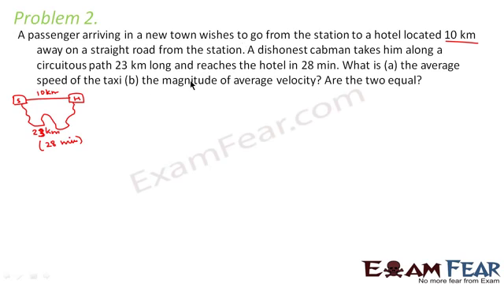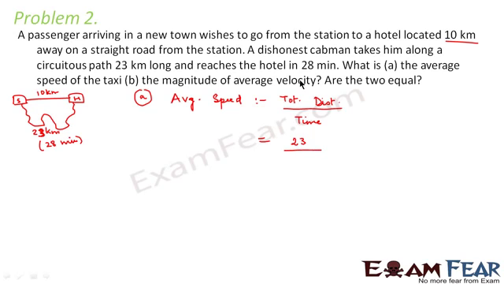Now what we have to calculate in the first part is the average speed of the taxi. I think I have made it very clear in our previous chapter on one dimension, the distinction between average speed and average velocity. Average speed is the total distance traveled divided by time taken. The total distance actually traveled from the station to the hotel is 23 kilometers.